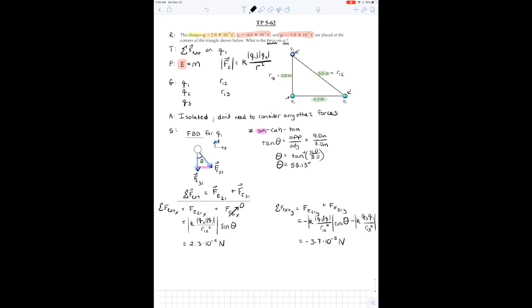Okay, so now I have an x component and a y component of my force, the sum of all the forces acting on charge 1. So that's what I'm going to write here: the sum of all the external forces on charge 1 is equal to 2.3 times 10 to the negative 5th i hat minus 3.7 times 10 to the negative 5th j hat. And that's going to be all in newtons. And that's our answer.